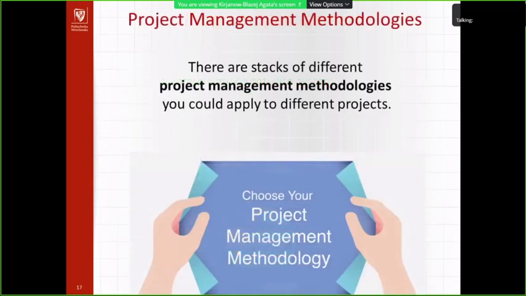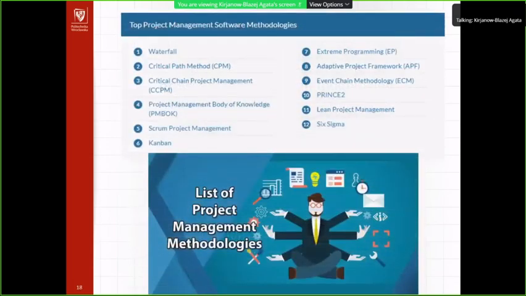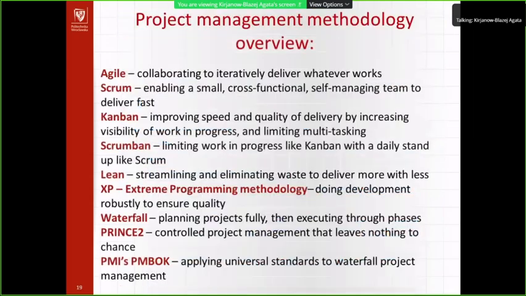A few words about project management methodologies. There are a stack of different project management methodologies you could apply to different projects, but knowing the difference between them and which is the right methodology to use can be tricky. Here you see a few: waterfall, critical path method, critical chain, project management body of knowledge, Scrum, Kanban, extreme programming, adaptive project framework, event chain methodology, PRINCE2, lean project management, and Six Sigma. Here you see a short overview of a few project management methodologies.